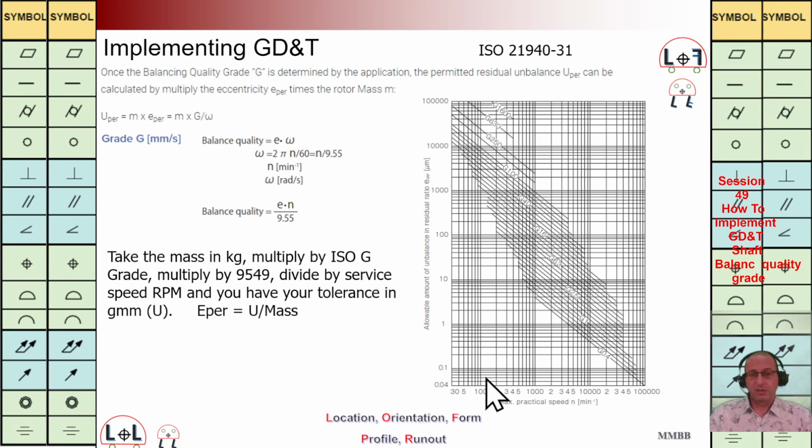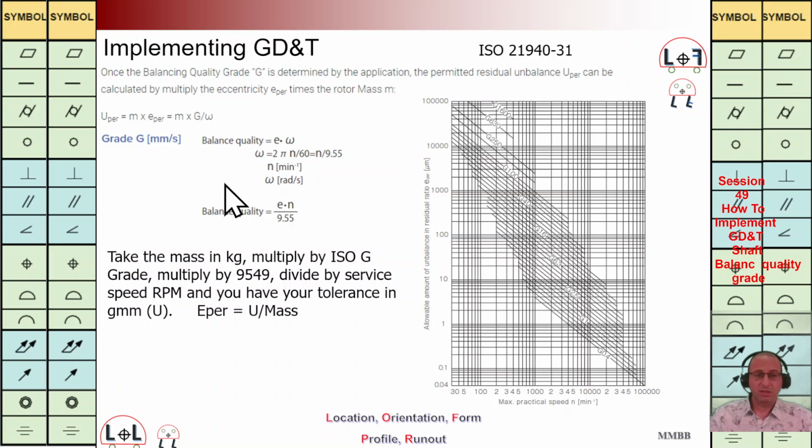Here, we have this plot. We are going to see several lines here. The horizontal axis represents the velocity, the RPM, revolution per minute, and the vertical axis represents E per, which is the permitted eccentricity. If we multiply this E by mass, we can find the permitted unbalance. What is the relation between permitted eccentricity and G? It is this relation: the balance quality grade G equals E multiplied by omega.